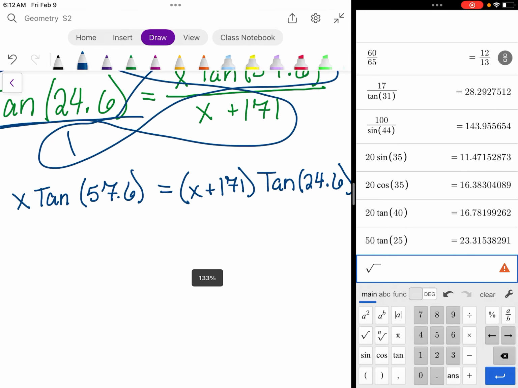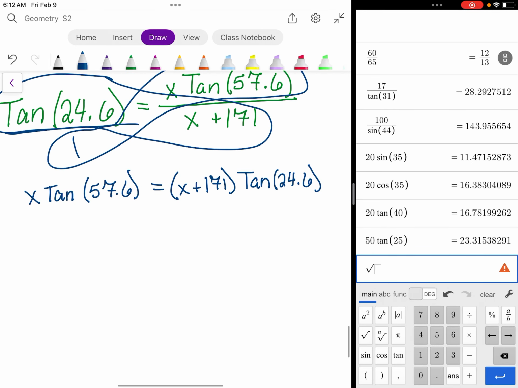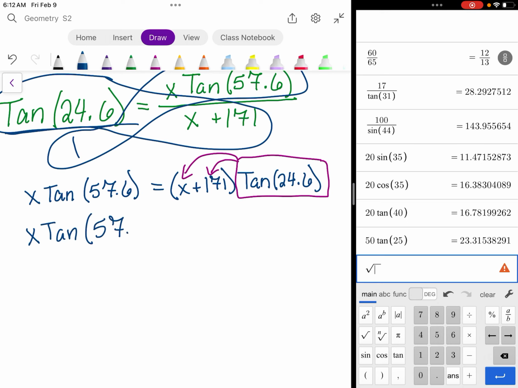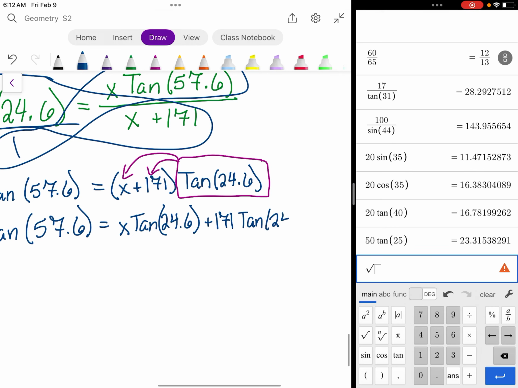Now, while looking at this, there's an x on the left and an x on the right. We need those x's to be on the same side of the equation. So we are going to multiply this tangent of 24.6 by both of these terms. So we're going to distribute there. And that's going to give us x times the tangent of 24.6 plus 171 times the tangent of 24.6.